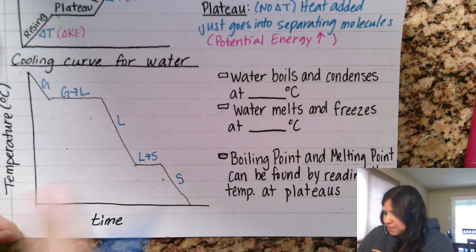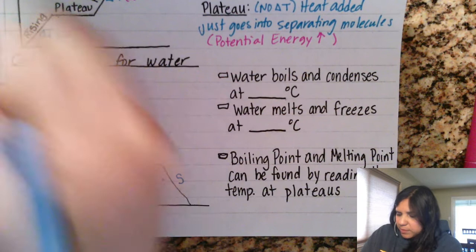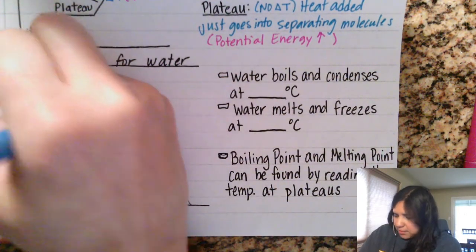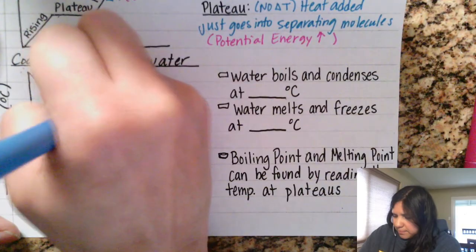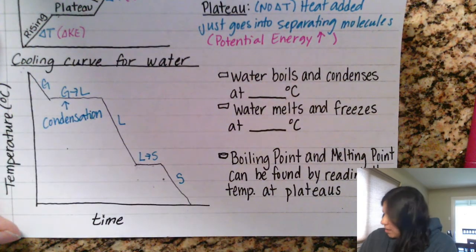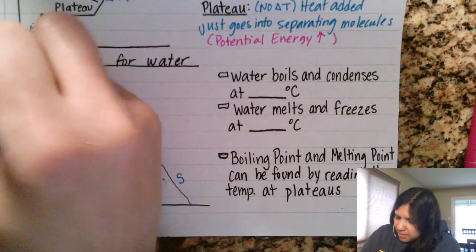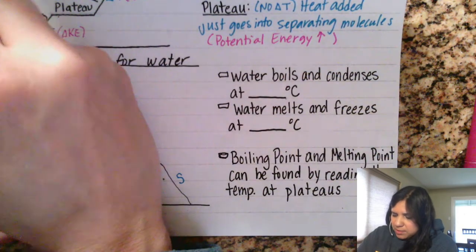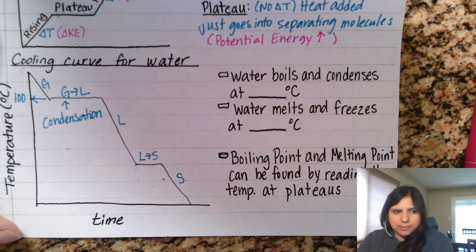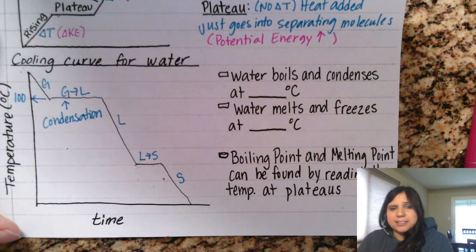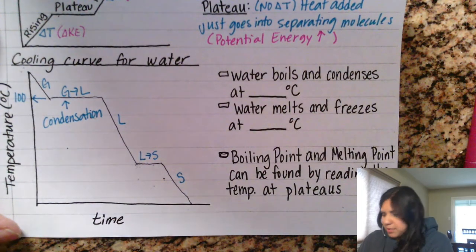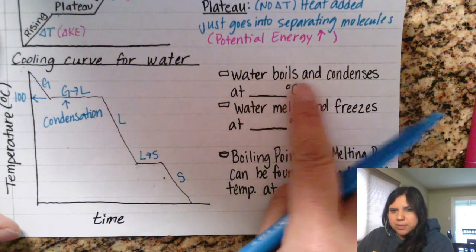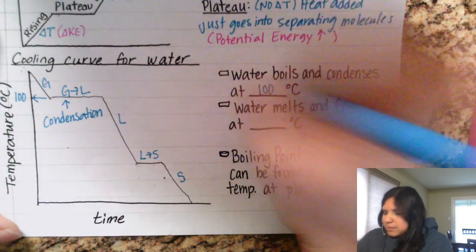Okay. What is going on in terms of phase changes? Well, from gas to liquid, we call that condensation. And where is that happening? Well, that's happening right here. And that's a flat line. If we were to read this temperature, this would read 100 degrees Celsius. Condensation and boiling or vaporization happen at the same temperature, just in opposite directions. So here we go. It says water boils and condenses at 100 degrees Celsius.